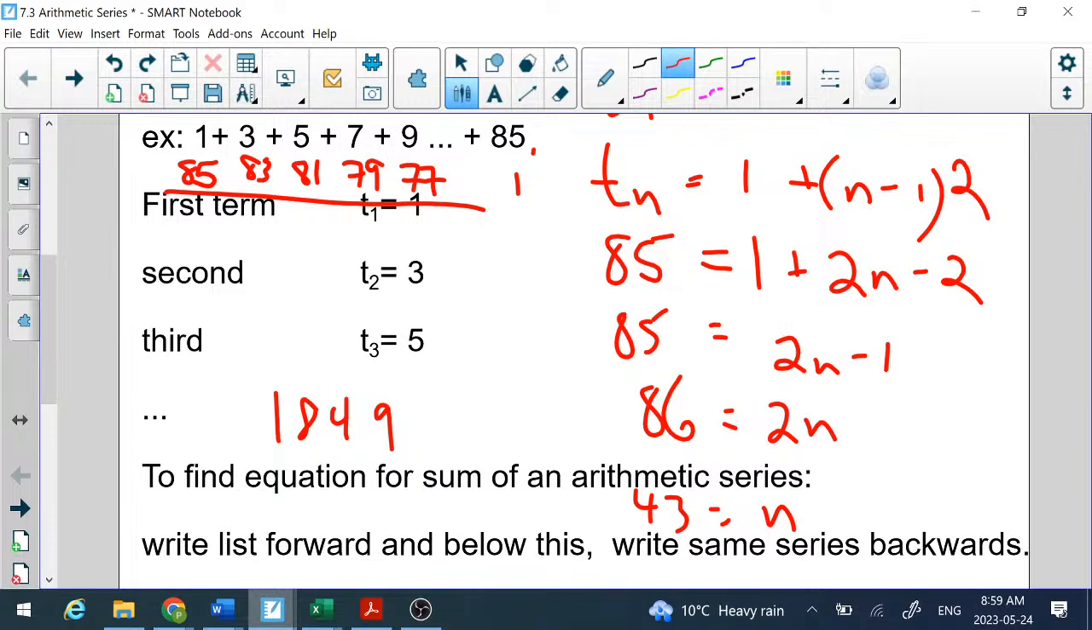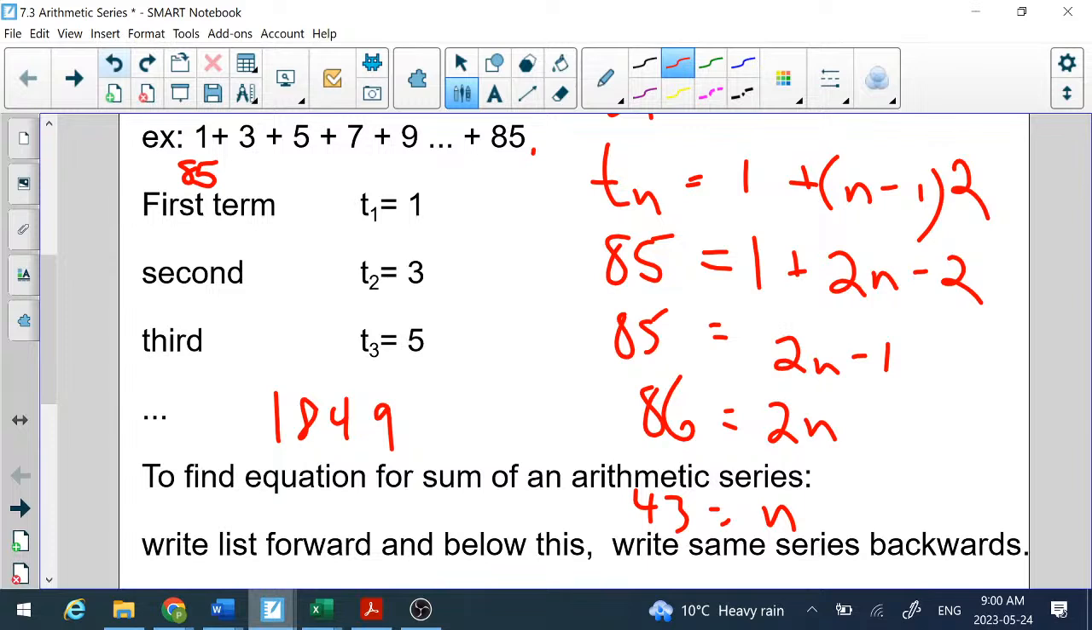Now, do I need to write the whole list like that, or could I just figure this out right there? I could figure it out right now, because I know those two add up to 86, and then I multiply that by 43, and I divide by 2. Am I always going to multiply by 43? No, it's going to depend on how many terms are in the particular series you're dealing with, right? So that number can change.